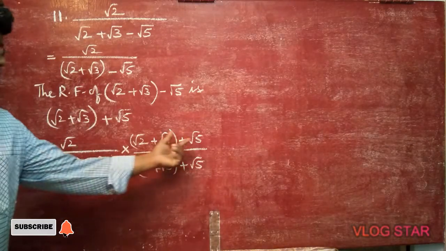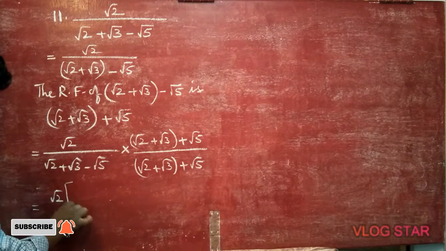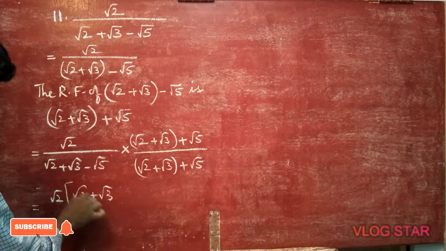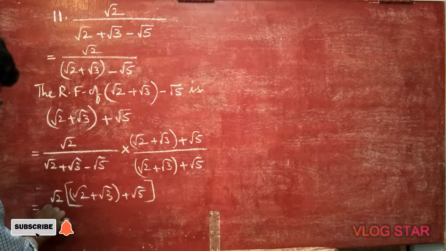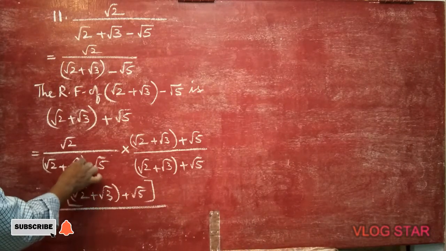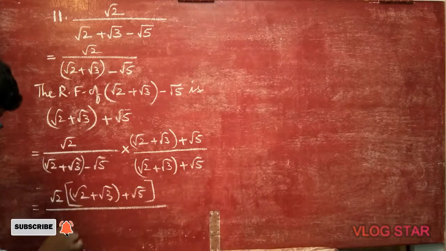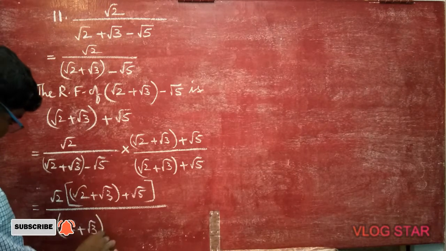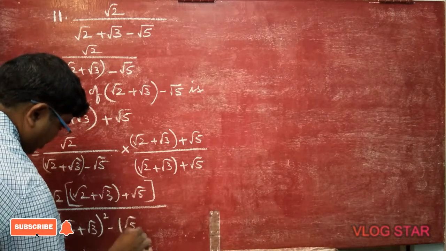Now with 2 root 2 you are going to multiply that one. That is equal to root 2 into root 2 plus root 3 plus root 5, divided by, now which one is A and which one is B? We are thinking this as A and this as B. A plus B into A minus B. So root 2 plus root 3 whole square minus root 5 whole square.